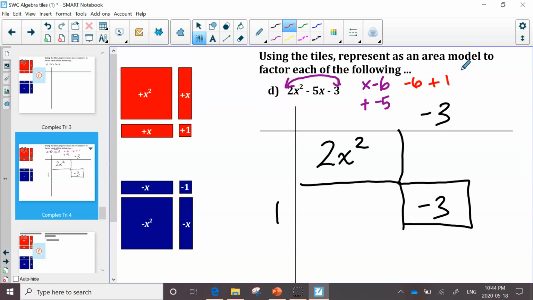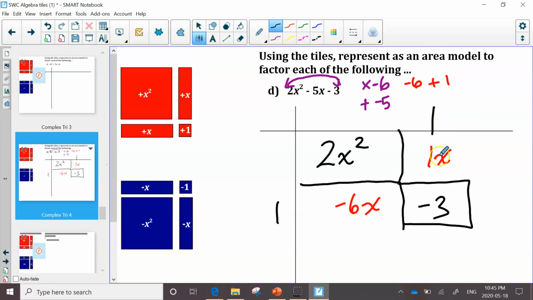So that means we want to have -6 x's in one area and 1 x in the other. All right, well, how are we going to do that? This can't be here then. This must be a 1.